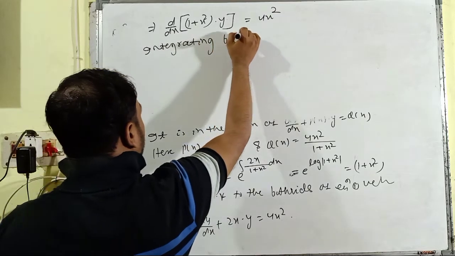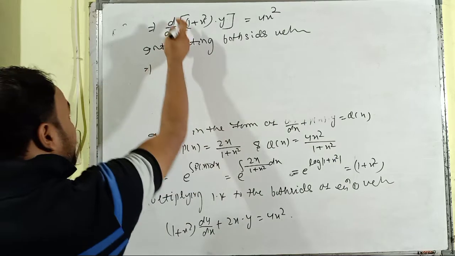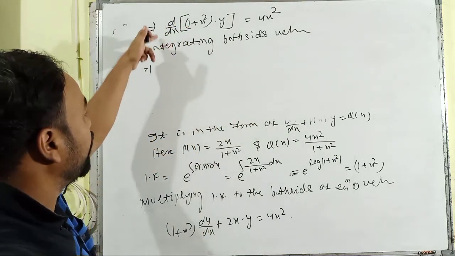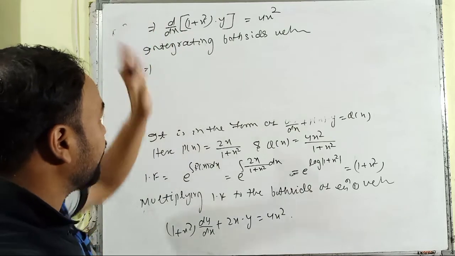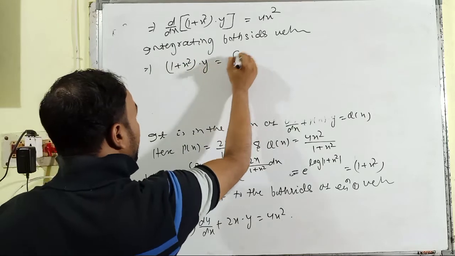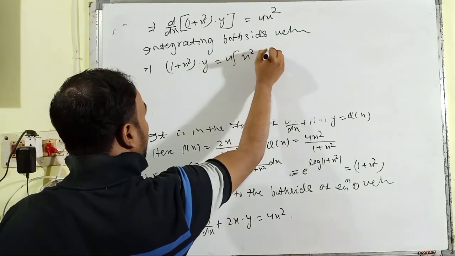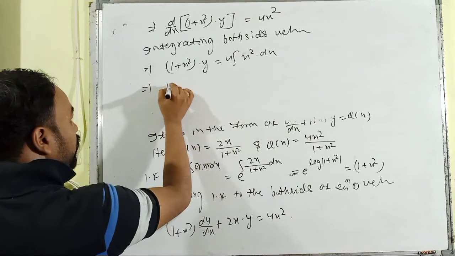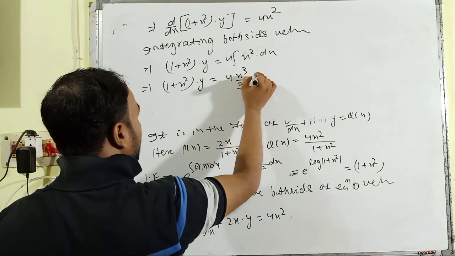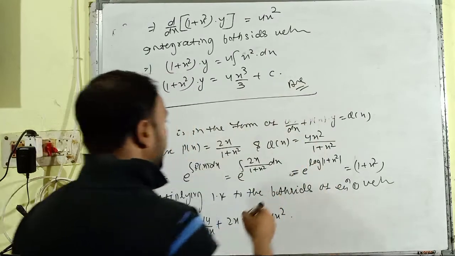integrating both sides we have, after integration of the left hand side, the differentiation will be cancelled. Integration of d upon dx will be cancelled. The remaining part in the left hand side is 1 plus x square multiplied with y. It is the integral of 4x square. As 4 is a constant, it is taken outside of the integral sign. So it will be 1 plus x square multiplied with y equal to 4x cube by 3 plus any constant c. And this is the answer of the problem number 3.